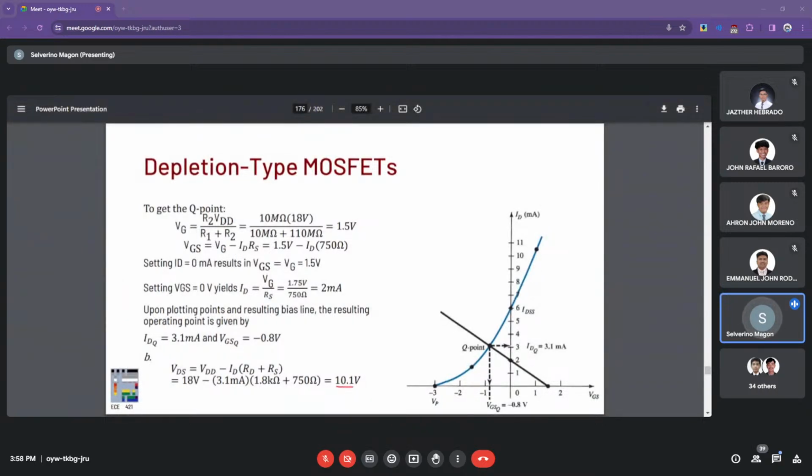First is the case of ID equal to 0. Here we have VGS at, what should that be? Positive 1.5 volts. So this is a straight line right here now. You have the plot from the Shockley's equation, the exponential, and then the straight line for the load line analysis with the VGS and, excuse me, VD relationship right there.